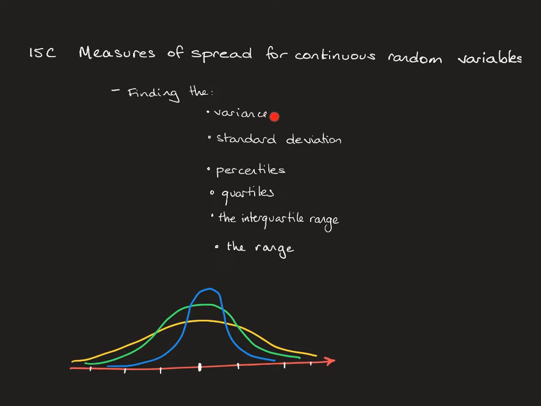We're going to look at the variance and the standard deviation. And we're going to start to look at percentiles, quartiles, and then tie those into the interquartile range, and then finally look at the range of the data. You'll be interested in percentiles because that's what the ATAR is, a percentile. Let's look at the variance.